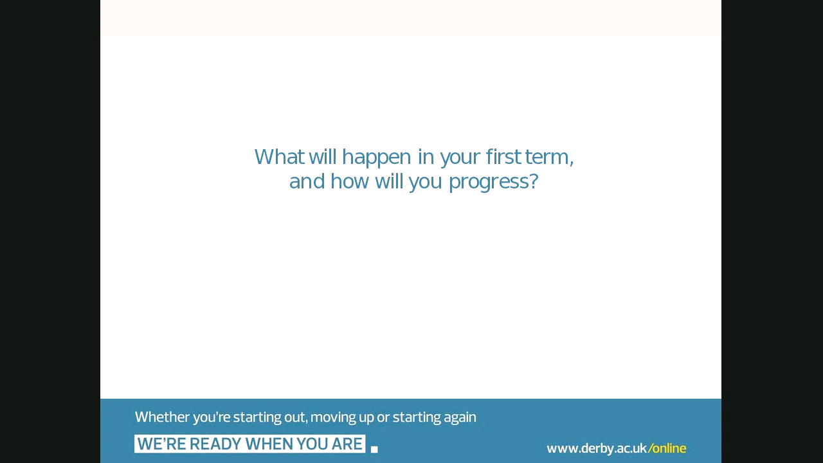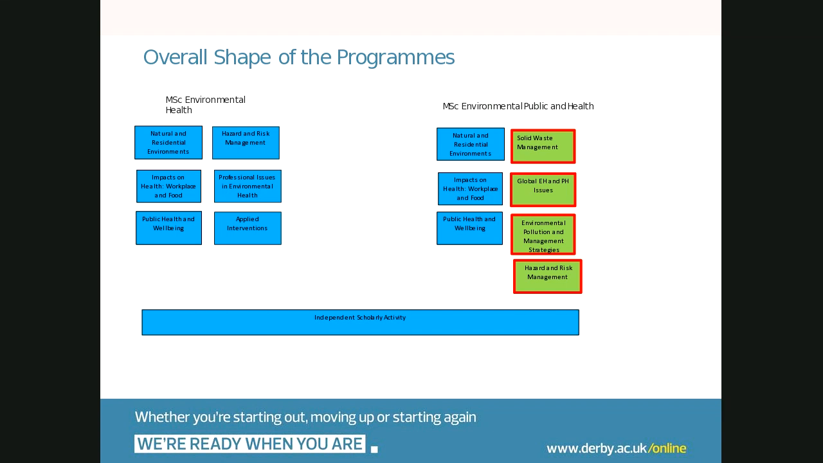So, what will happen if you enrol on this course now? This is how you progress through the programme. Teaching for the current semester, the autumn semester 2017, will start on the 25th of September, so it's about two weeks away. Now, if you look on this slide here, on the left-hand side, you've got a list of 6 dark blue modules, under the title MSc Environmental Health.